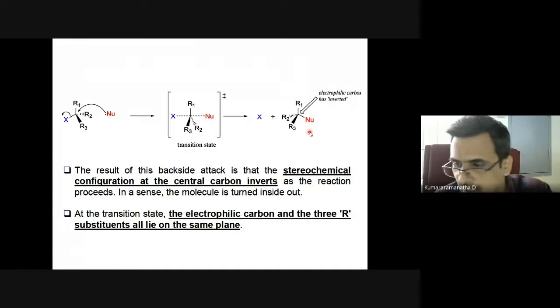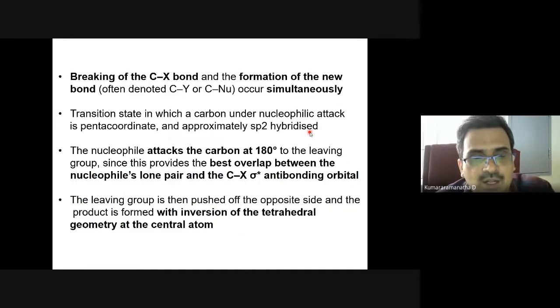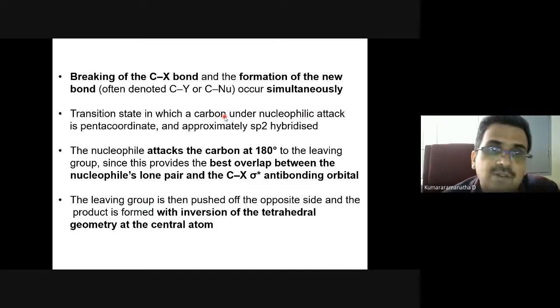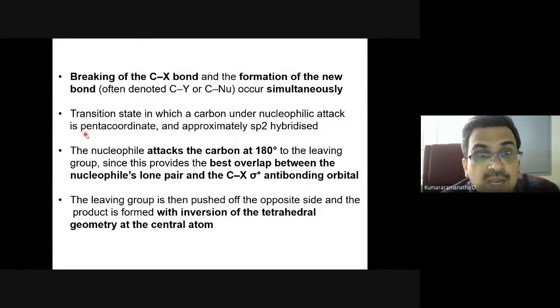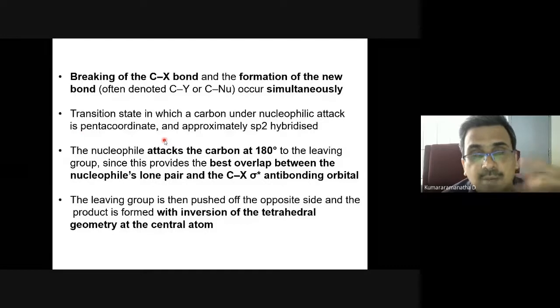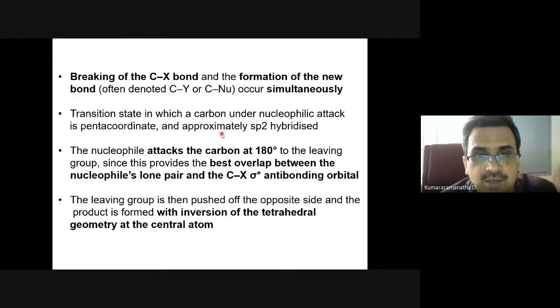Now let's look at the understanding of the mechanism in this. You are breaking the halogen bond and forming the nucleophile bond simultaneously. So what happens is you get a pentacoordinate system, a carbon that is pentacoordinate, very unstable.